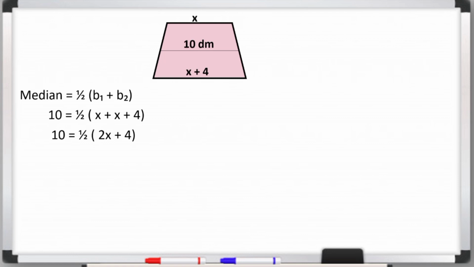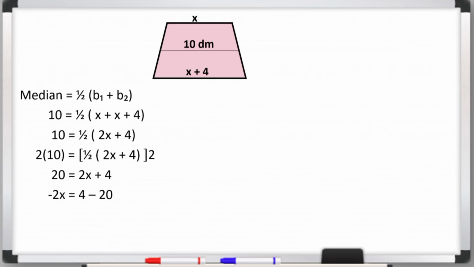To eliminate 1/2, multiply both sides by 2. So we have 2 times 10 equals 1/2 quantity 2x plus 4. 1/2 times 2 is 1. So 2 times 10 is 20 equals 2x plus 4. Combining like terms, we have negative 2x equals 4 minus 20. Divide both sides by negative 2, so x equals 8.